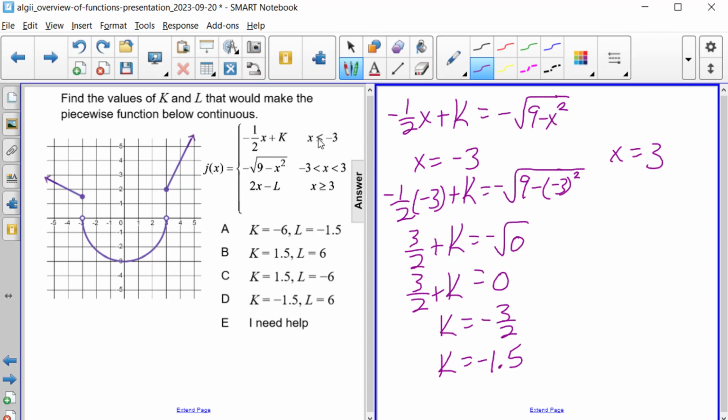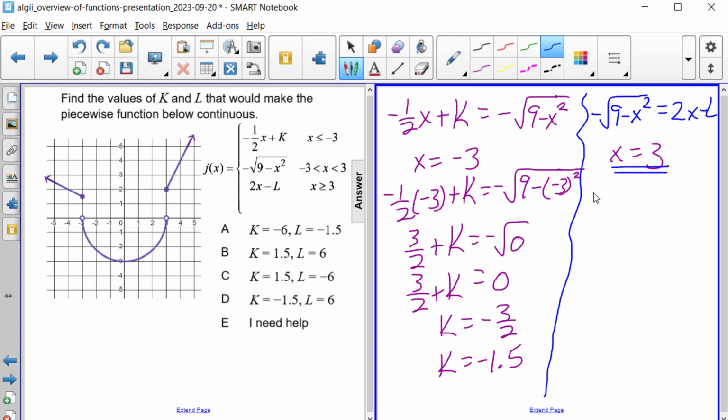And now let's look at the other two pieces that need to be equal to one another and solve for that variable. So that's going to be the second piece and third piece of our piecewise function need to be set equal. So we're going to have that the negative square root of 9 minus x squared is equal to 2x minus L. And this time we are substituting 3 in for our x values. So the negative square root of 9 minus 3 squared is equal to 2 times 3 minus L.